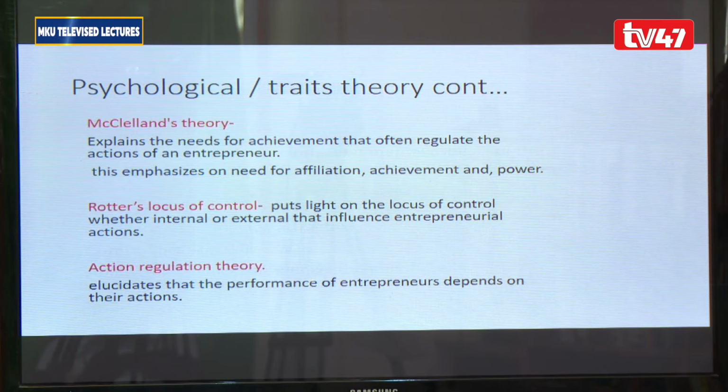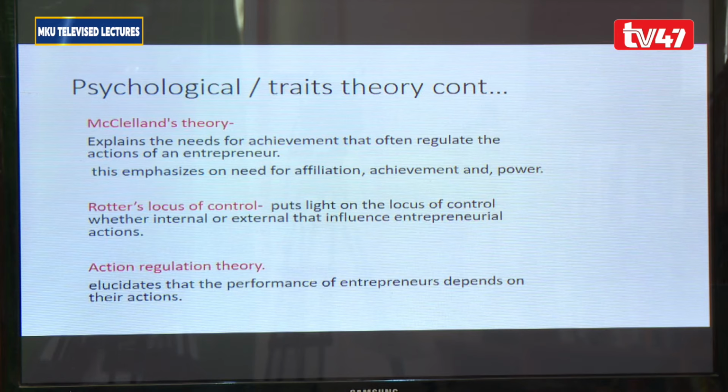Now, they also give the example of McClelland's theory, which talks about how an entrepreneur has the need to affiliate, the need to achieve, the need to have power, autonomy. And because of that, basing their theory on McClelland's theory to back them up, they say actually entrepreneurs are born.